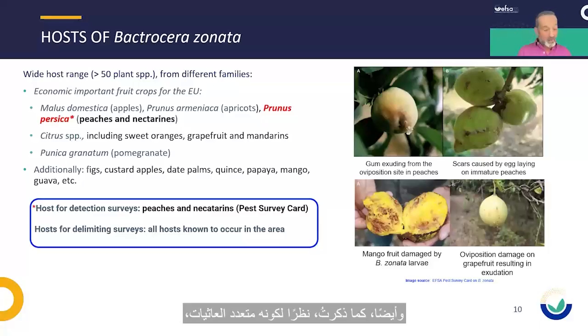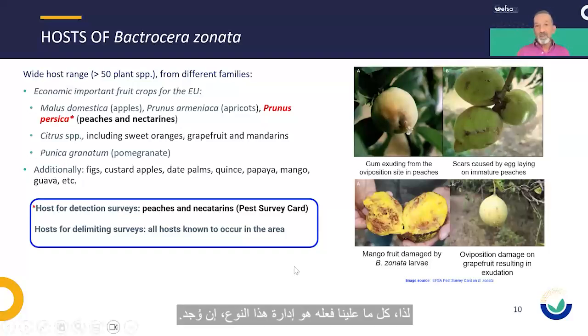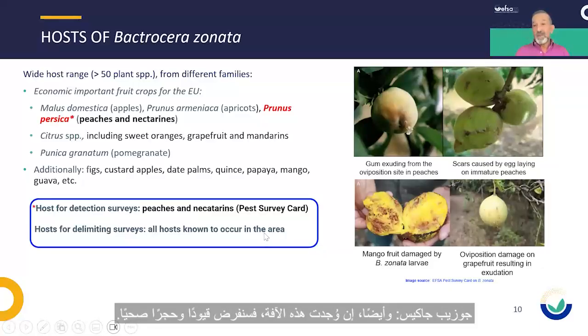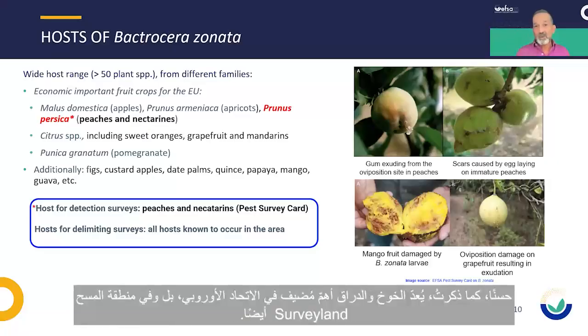And also, as I said, because of its polyphagy and its high potential dispersal, it has a high maintenance cost. So all the management that we have to do with this species, if it is present, and then also, if this pest is present, then we have restrictions and quarantine. So it's really an economically important species. And actually, we would select peaches because this is the most important host. Well, peaches and nectarines, as I said, is the most important host in the EU, but also in Surveyland.